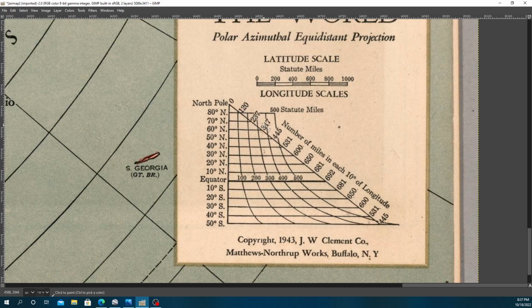120, 237, 347, 445, all the way up to 692. But once you pass the equator, it starts going back down. Here, 10 degrees south is the same as 10 degrees north. It's 681 miles, then 650, then 600, then 531. And it's going to continue until you get to the South Pole, which will be, again, zero.